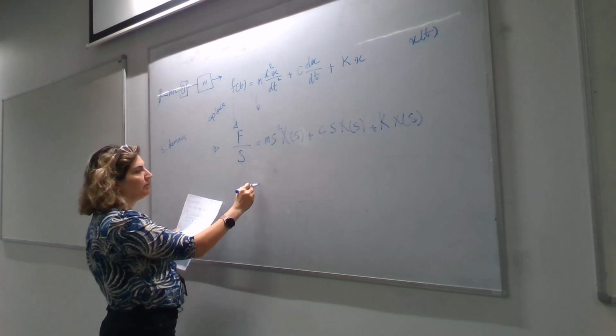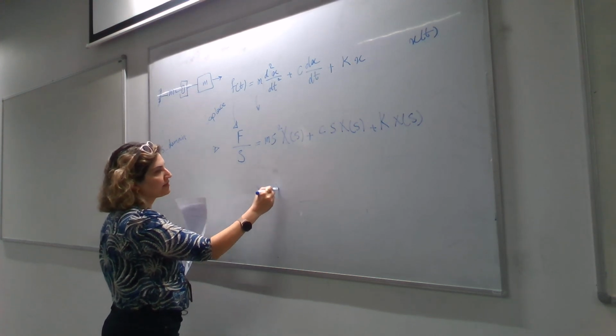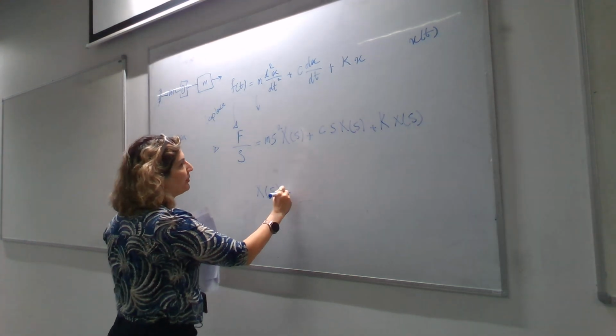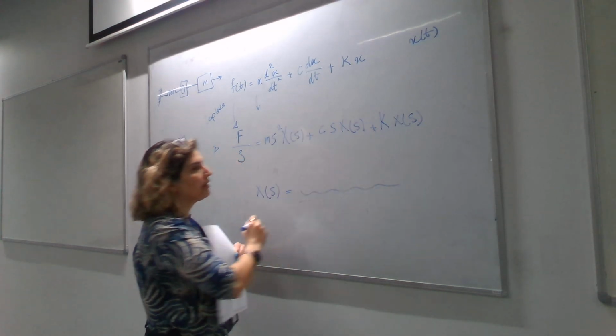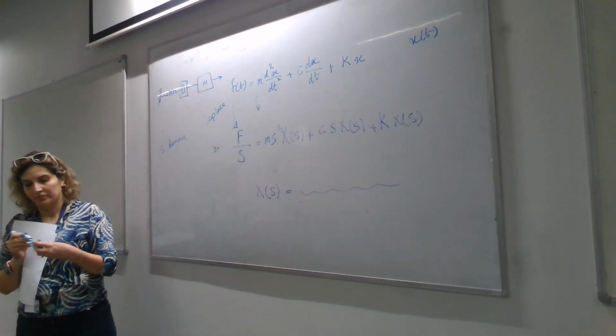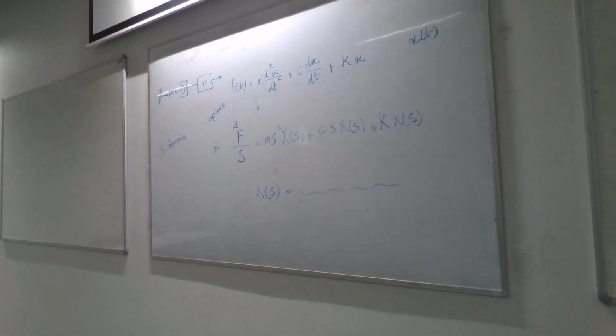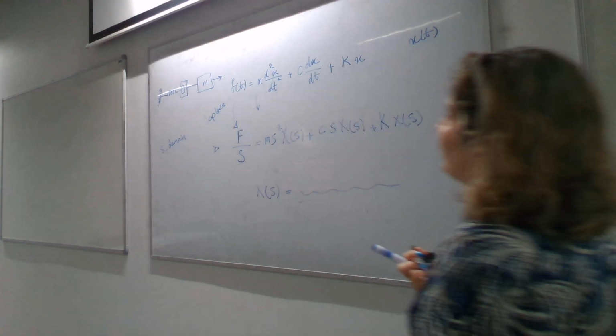Now, if we solve that, we are going to end up with x of s in a form. It's going to have a form here that has some constants, basically. At this stage, we can plug in our initial values.